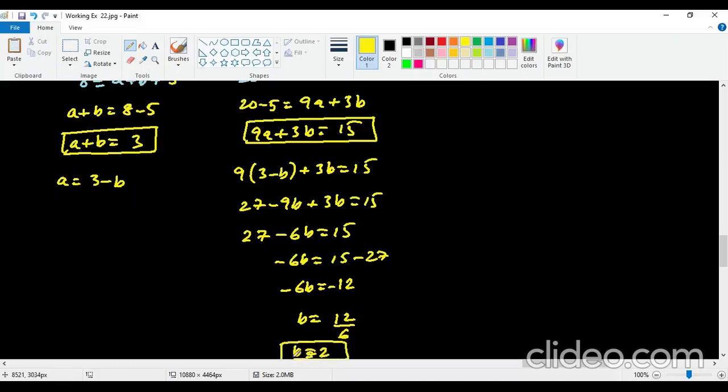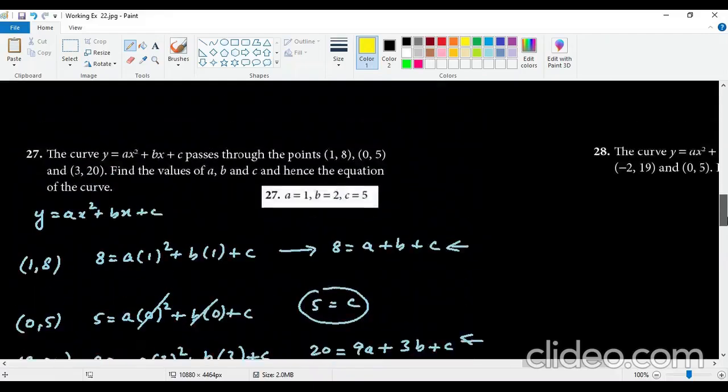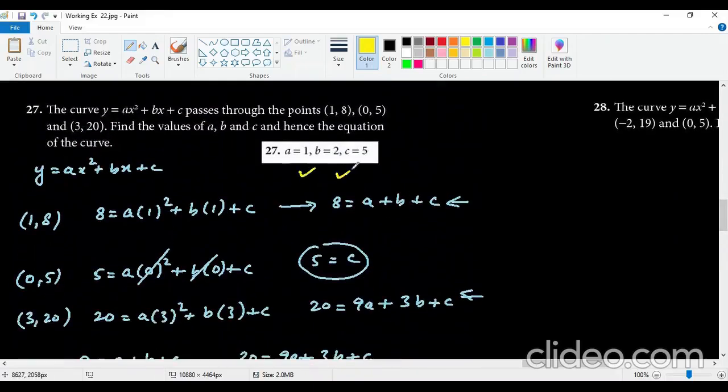Now I know the value of b. I know the value of a is 3 minus b. So a is 3 minus 2. That means the value of a is 1. So I know the value of a is 1, the value of b is 2, and the value of c is 5. 1, 2, and 5, which is given here: 1, 2, and 5.